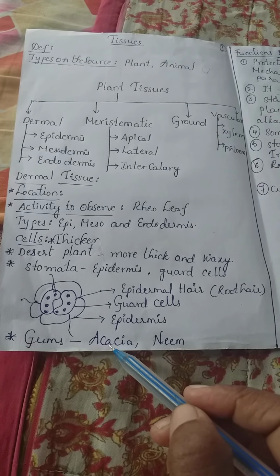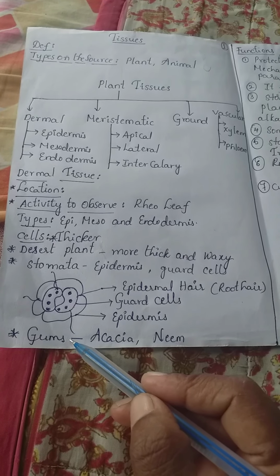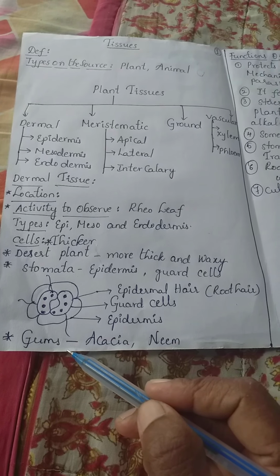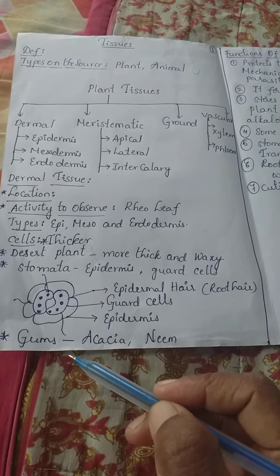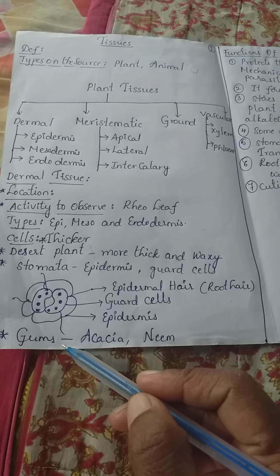by a type of plants like acacia and neem, which are used as binding agents, and also used to stick some things to the walls, and also it acts as adhesives.